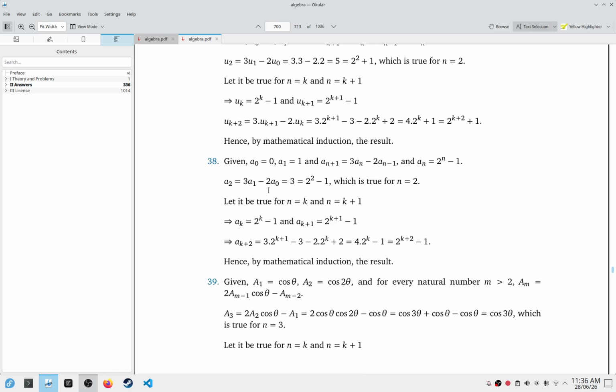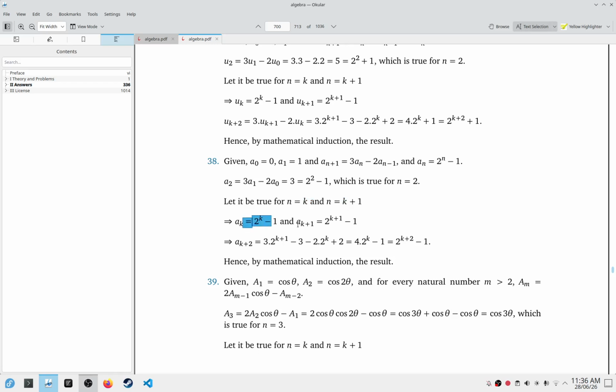Just like that, we solve. This is given to us. We compute A2, which becomes 3, so it is equal to 2 squared minus 1. So Pn holds for n is equal to 2. We let it be true for n is equal to k and n is equal to k plus 1.